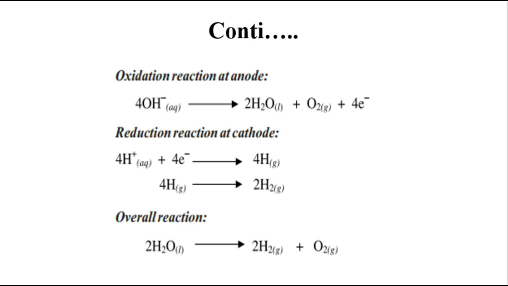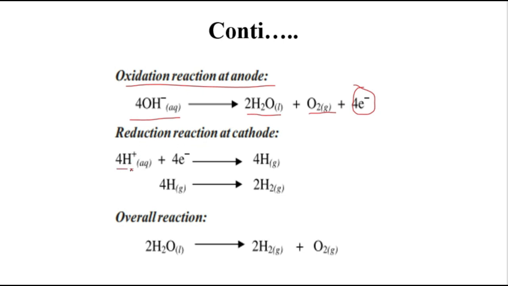Now we will see basically the equations of the decomposition. As I have already explained, oxidation always takes place at the anode, with the help of the key called "anoxy". So 4OH, or 4 hydroxyl ions, will be further decomposed to form water in the liquid state, and furthermore oxygen is produced and 4 electrons will be released, and the release or the loss of the electron is called oxidation.